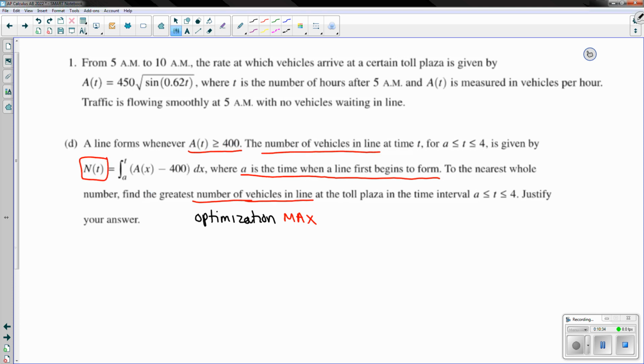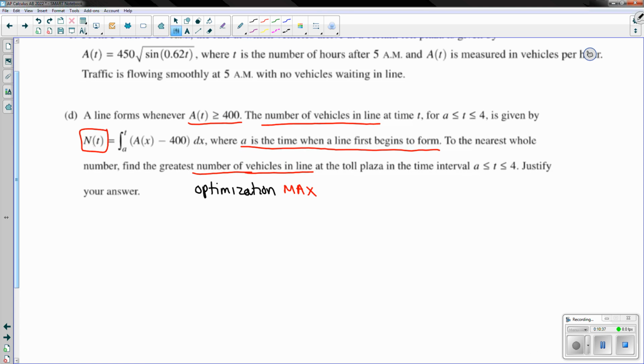So now, when we're trying to determine where this max could possibly occur, we're going to need to find the critical points of that derivative and also consider these endpoints because they give us a closed interval on which to observe. So when we make our sign chart for our first derivative, it's going to have to extend from a to 4, and there might be some critical points in between that we're going to take a look at.